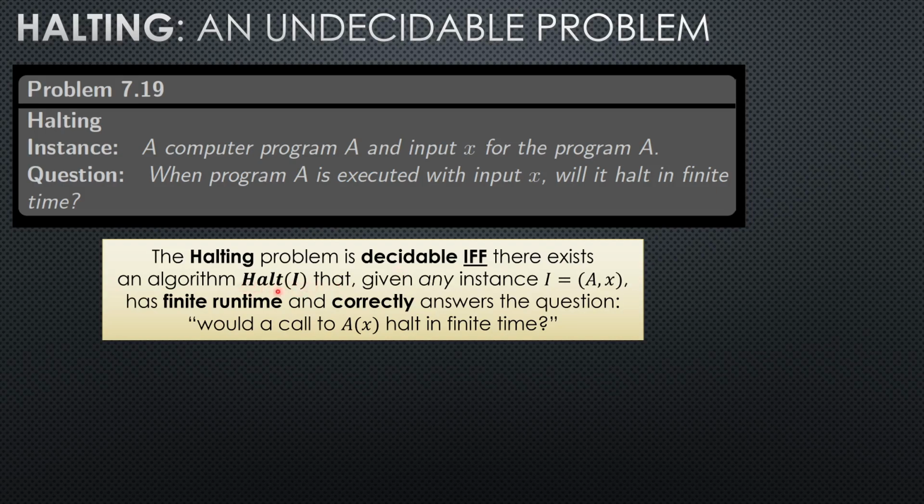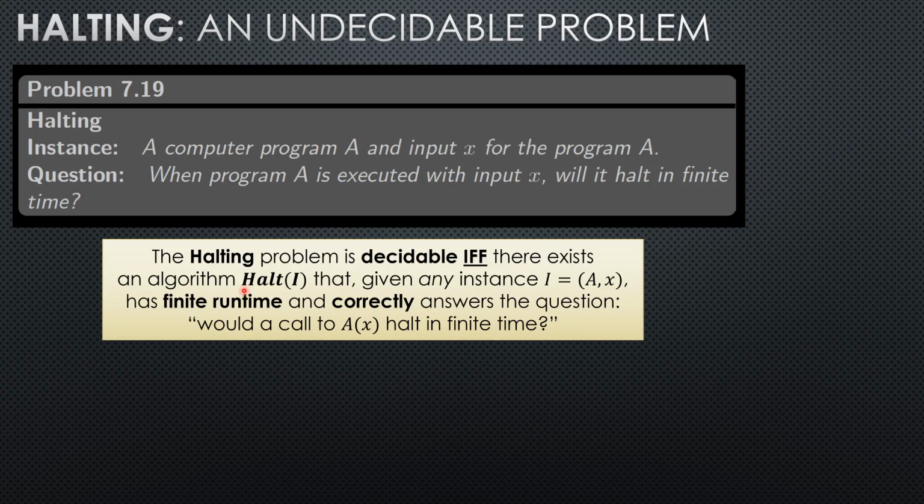Well, what do we mean halt of I solves the halting problem? Given any input, what's the input to the halting problem? It's a computer program A and an input to that program X, so we can run A of X. So the input to the halting problem is going to be I equals A comma X. And this solution to the halting problem should correctly answer the question, would a call to A of X halt in finite time?